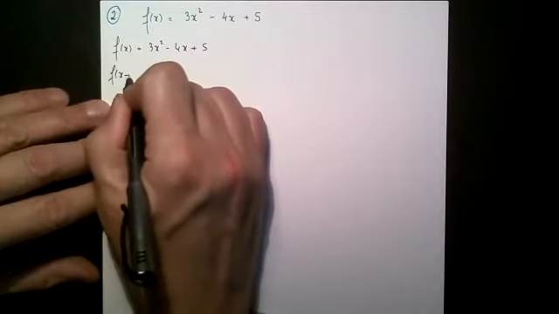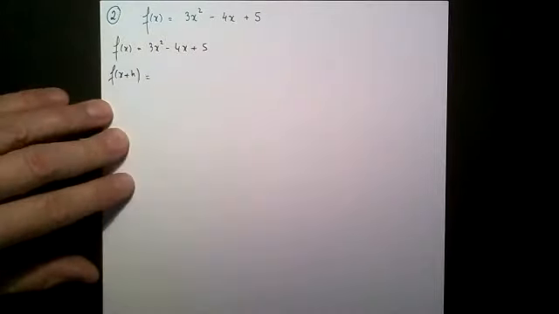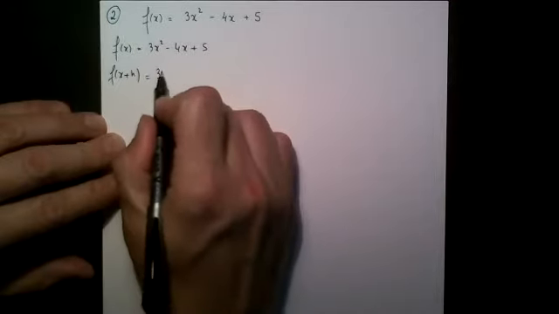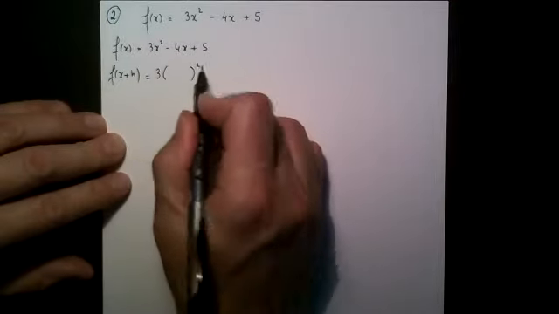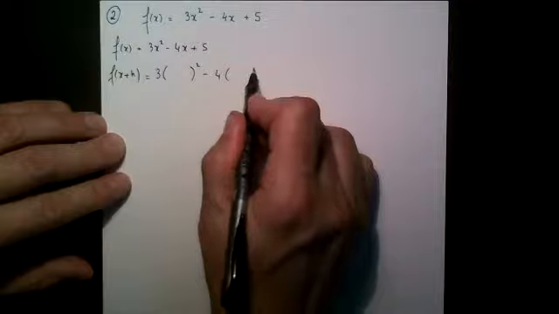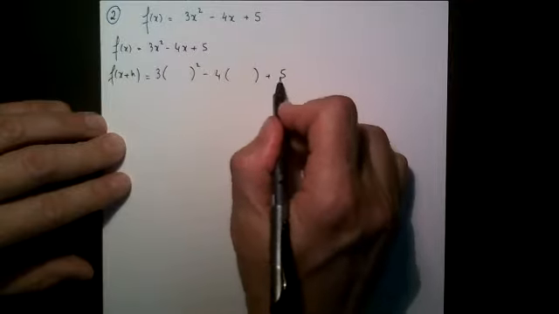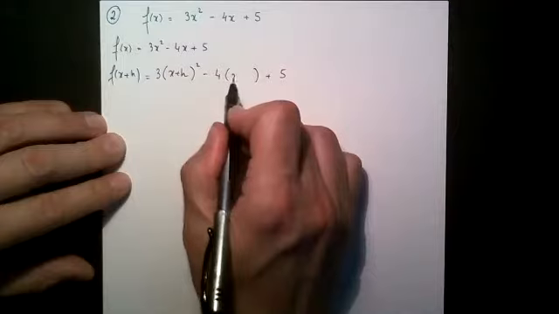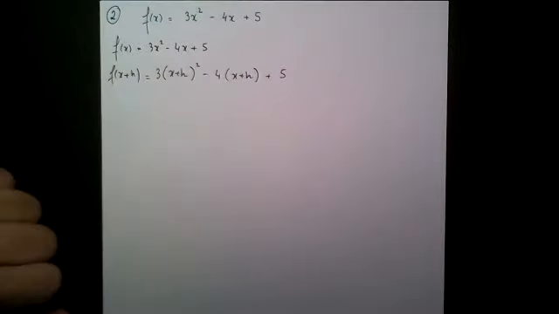So f of x plus h. Okay, so this is the tricky part. You have to replace every x by x plus h. So 3 times (x plus h) squared minus 4 times (x plus h) plus 5. And so you replace the x here by x plus h and the x here by x plus h. That's how you do it.